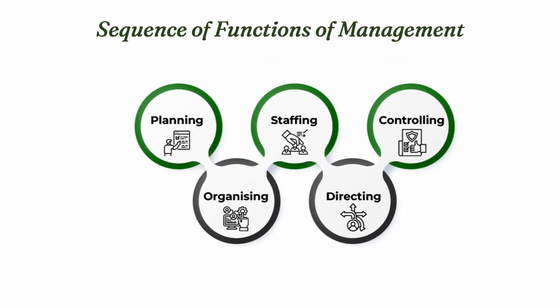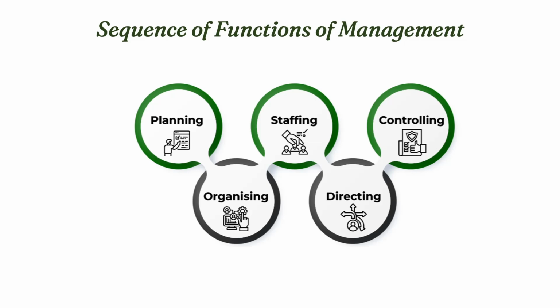One thing to understand is that these functions usually follow a logical sequence. First, managers plan the work. Then they organize resources. Then they hire employees through staffing. After that, they guide employees through directing. And finally, they check performance through controlling. So these functions work together as a continuous management process.